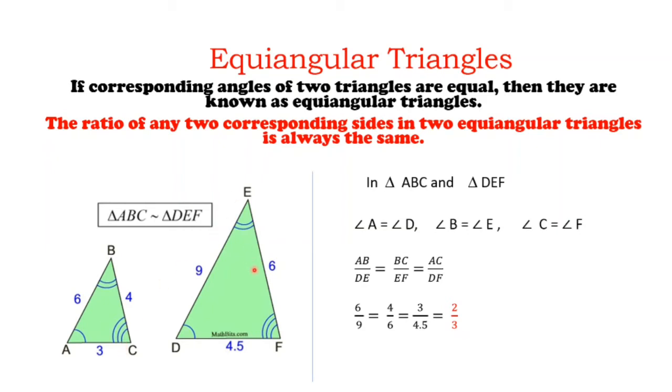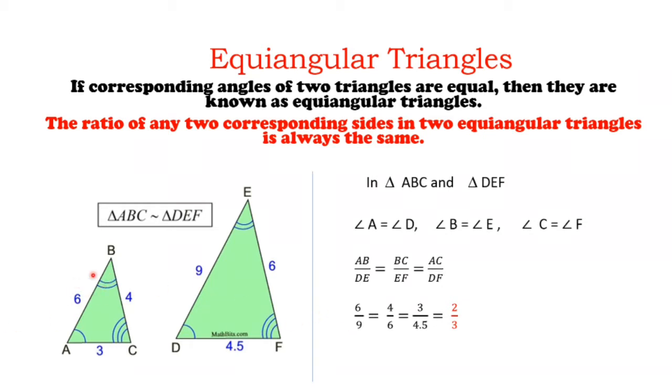BC upon EF is equal to AC upon DF. So you can see here it's written AB upon DE is equal to BC upon EF is equal to AC upon DF. And now we can check it with the given sides.